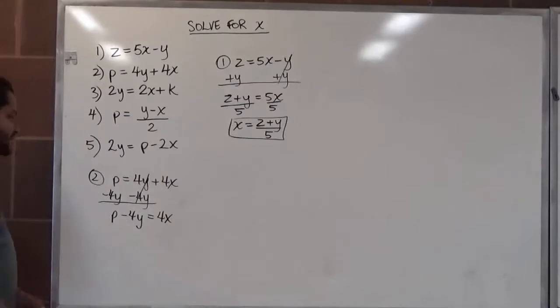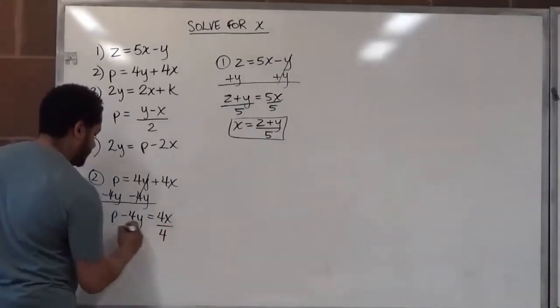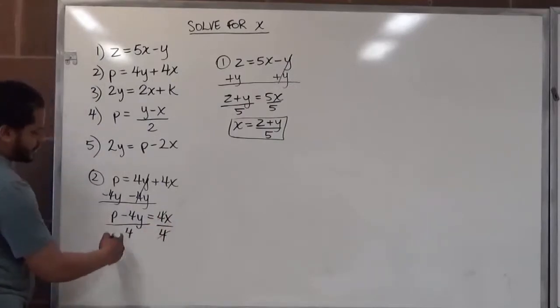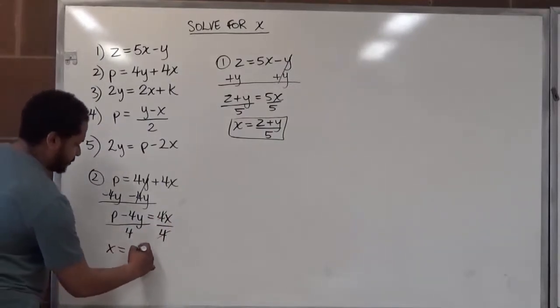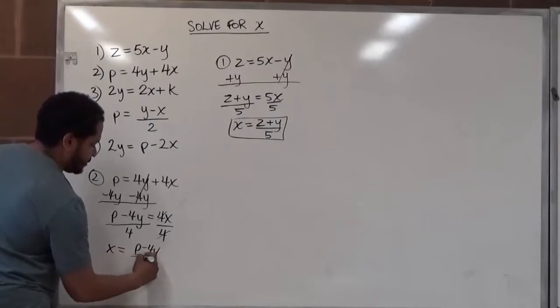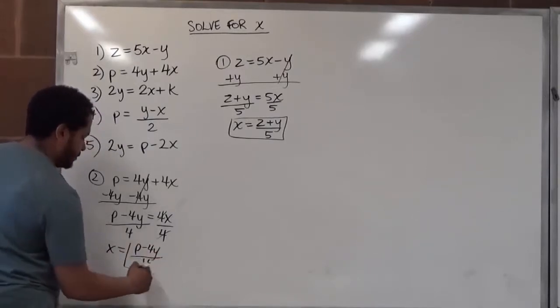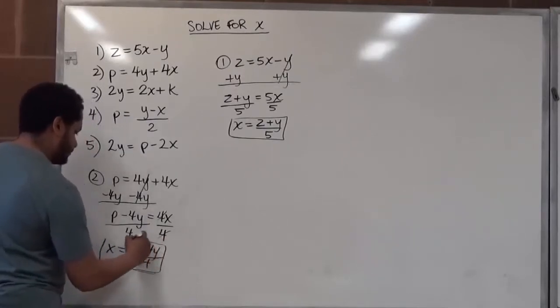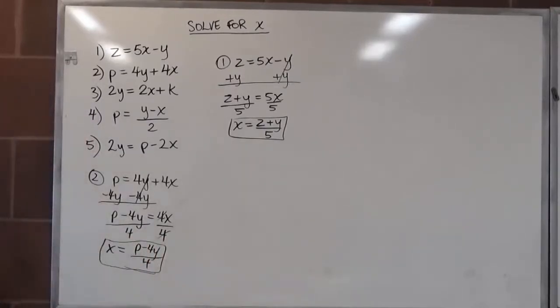The next step is then just to divide both sides by 4. We're dividing everything at once by 4. Here these 4's go away and we can see our solution here for x. X is equivalent to p take away 4y's over 4. Oh, whoa. This should be boxed in entirely. Moving on to number 3.